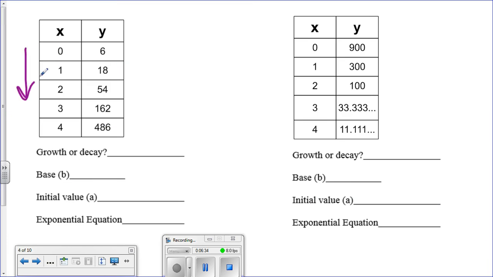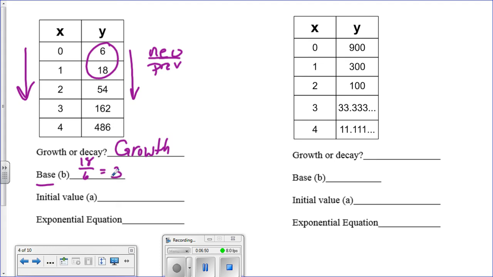Okay, as x gets large, this is getting large, this is clearly growth. My base, you're going to do new output over previous. So I'll take those two, so that means 18 over 6, which means 3. So it looks like my outputs are tripling. My initial value is my y-intercept, and that is 6. So put it all together, you get y is equal to 6 times 3 to the x power.